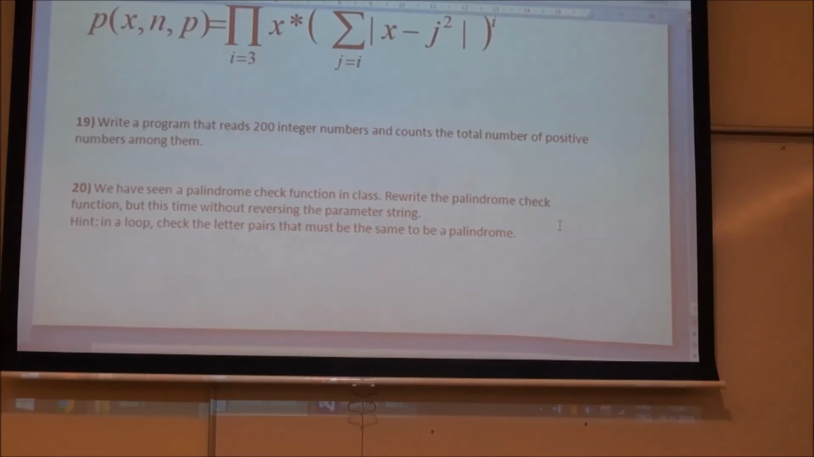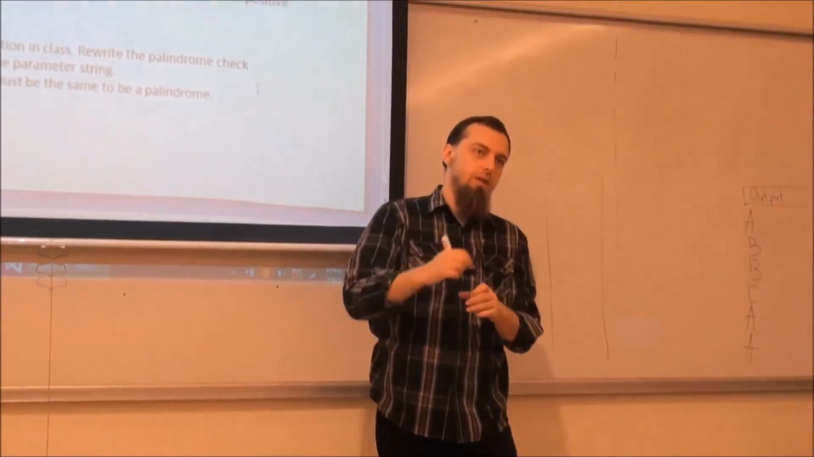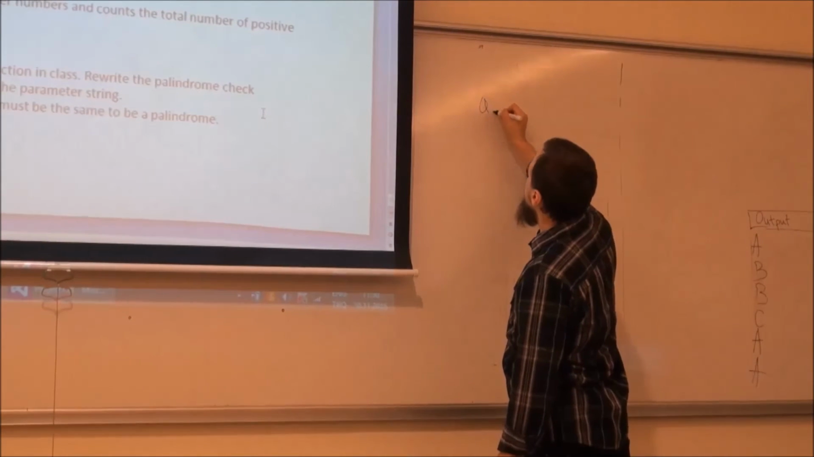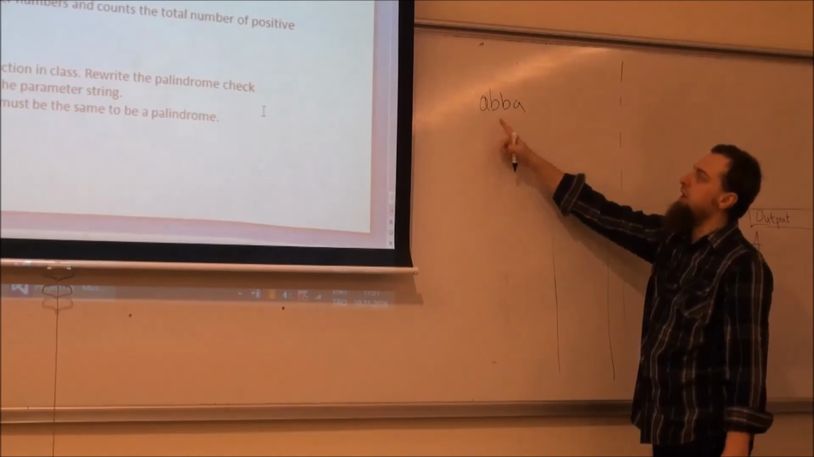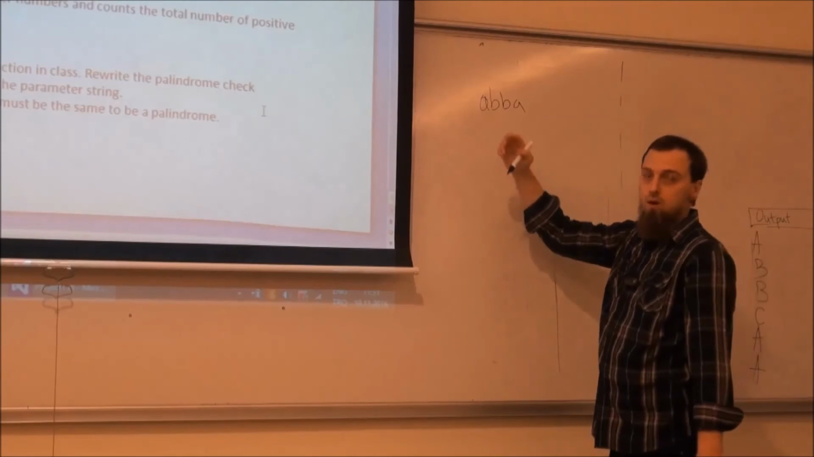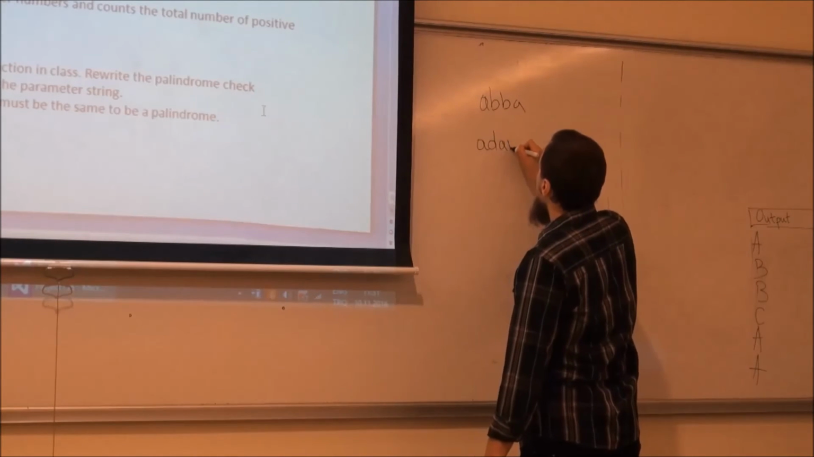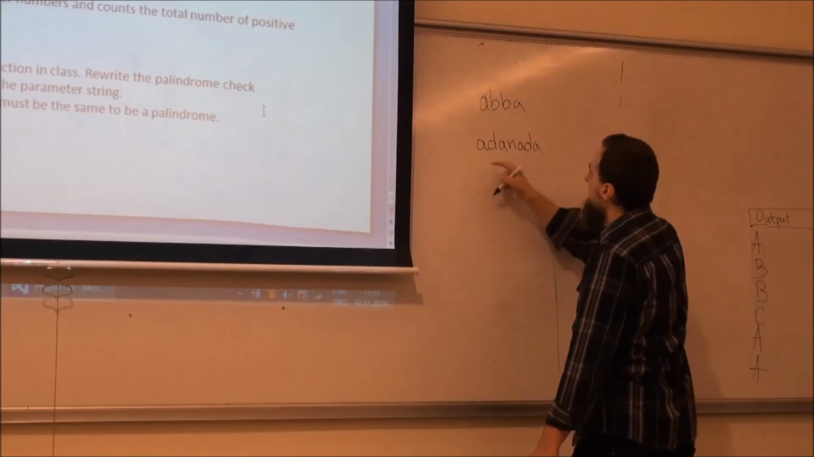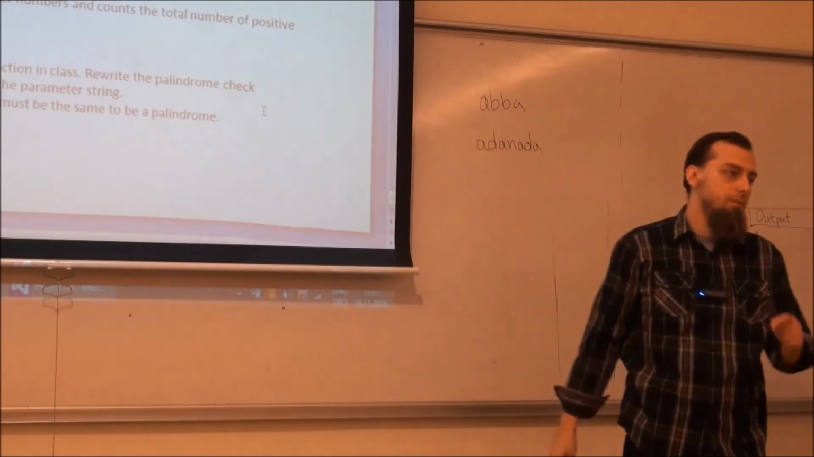So for those who don't know, a palindrome is a word, a string, that is read in the same manner, starting from left to right and from right to left. For instance, if we have something like this, A, B, B, A. When we read it from left to right, it's A, B, B, A. When we read it from right to left, it's again A, B, B, A. Or the Turkish word Adanada. Okay, so this is a palindrome. Both of them are palindromes.